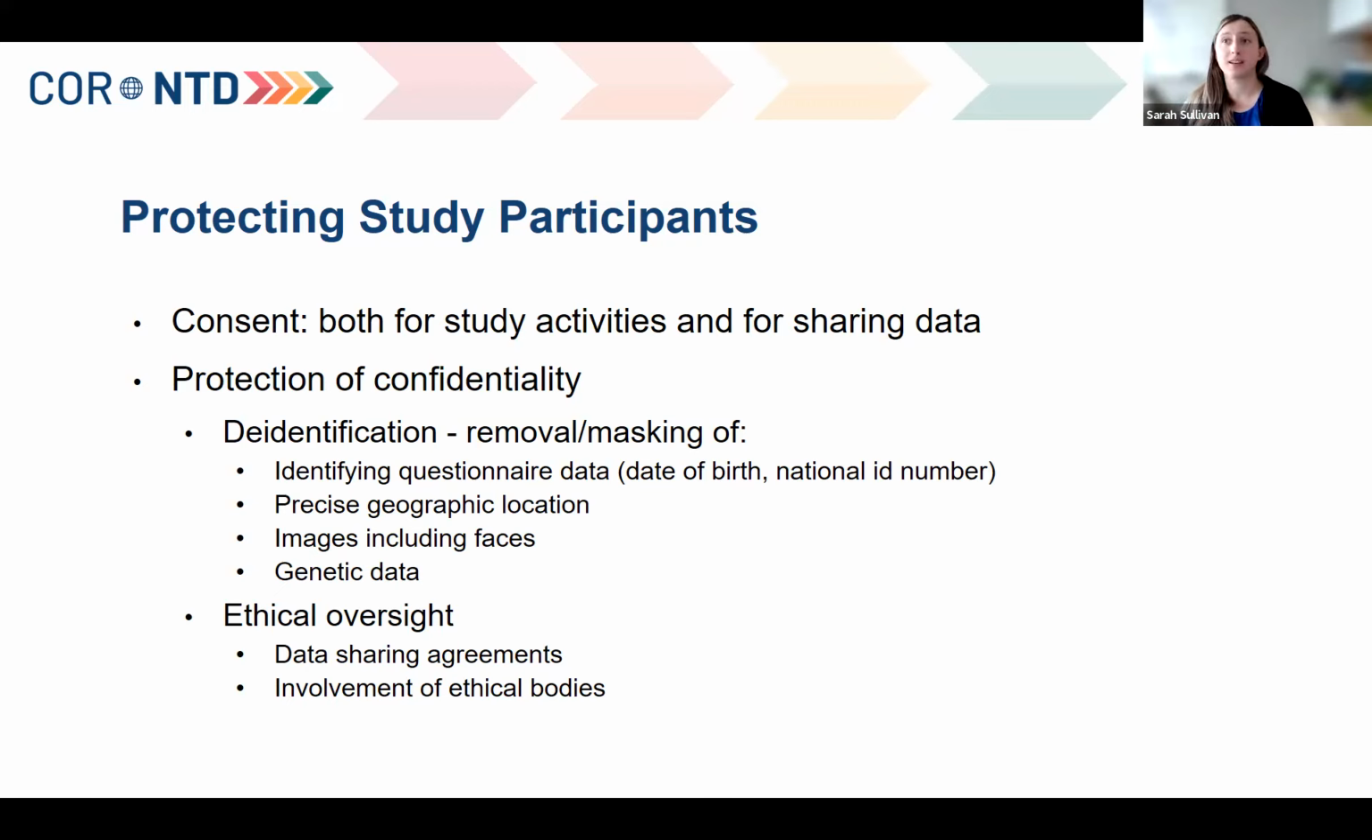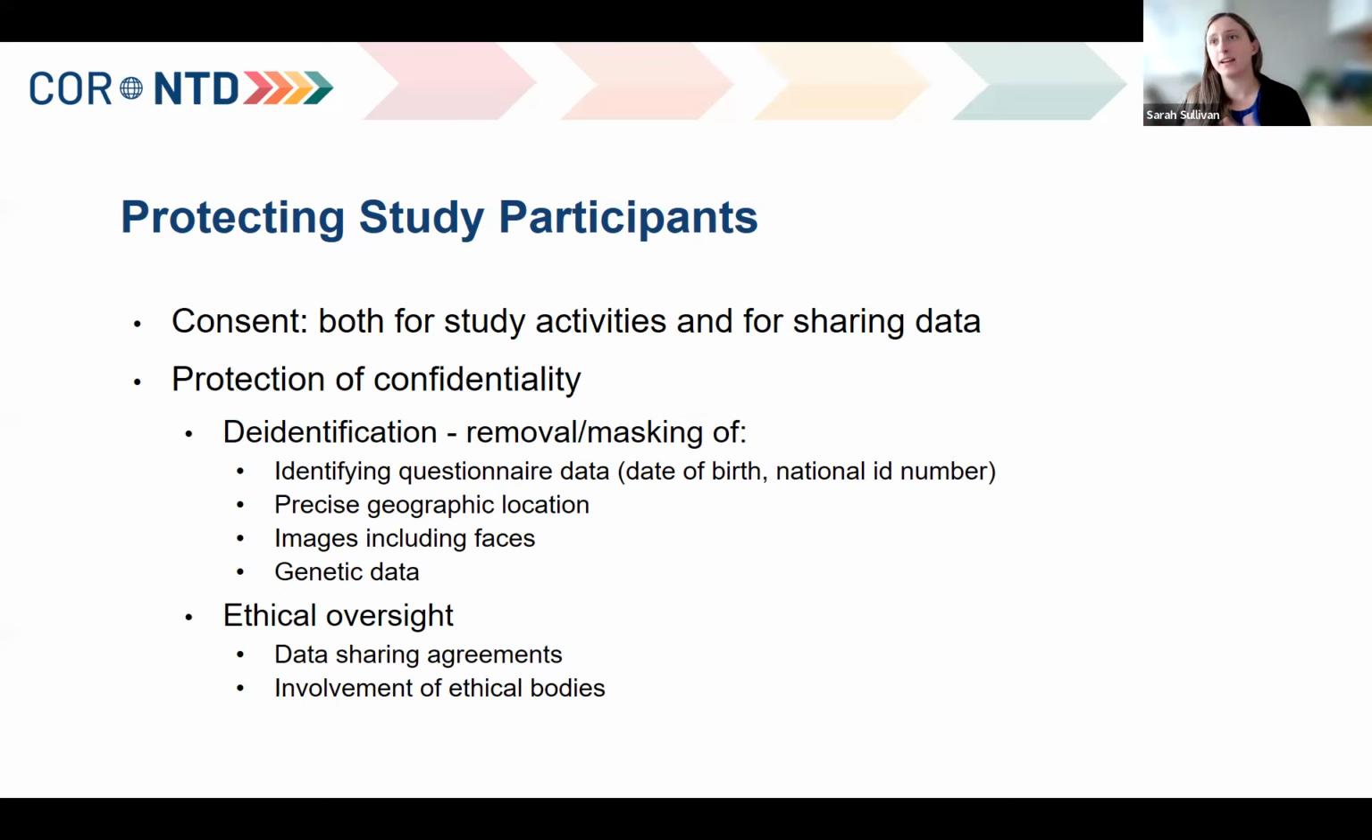Then we also want to protect confidentiality. And this comes more in the sharing end of the spectrum, but after the data has been collected. And to protect confidentiality, we have kind of two paths. Usually these are utilizing de-identification or including ethical oversight. So for de-identification, this usually means removal of or masking of a few different things. It can be identifying questionnaire data, things like date of birth or your national ID number, an email address. Precise geographical location can tell, if you know where exactly someone is, you know who they are. Images, including faces, are identifiable, and so they will need to be removed. And something we don't run across very much in NTD work, but there's also the case of genetic data, which is an identifiable piece of data.